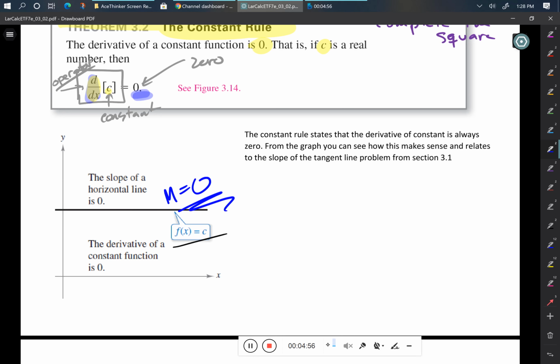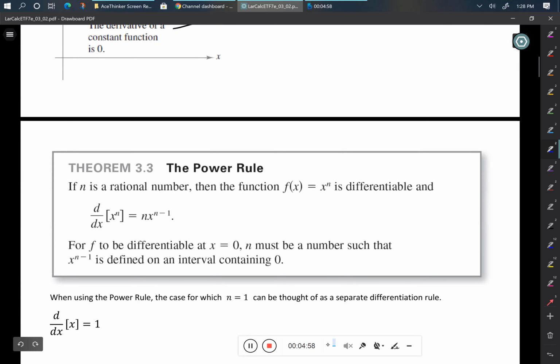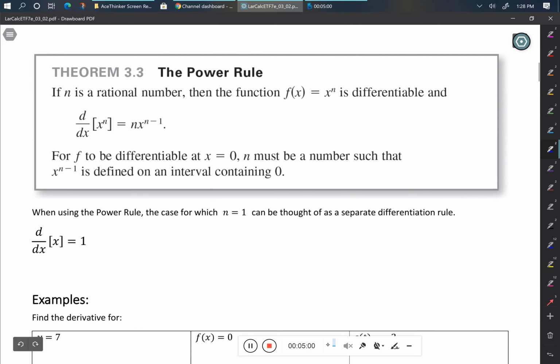Our next rule is the power rule. The power rule says that if n is a rational number, remember, a rational number is a number that can be created by taking two integers and making a ratio out of them, and the denominator can't be 0, obviously, then the function f of x is equal to x to the n is a differentiable function, and the derivative of x to the n is n times x to the n minus 1.